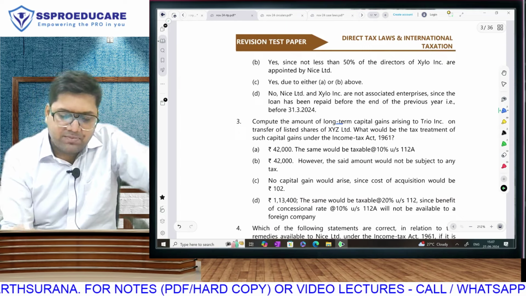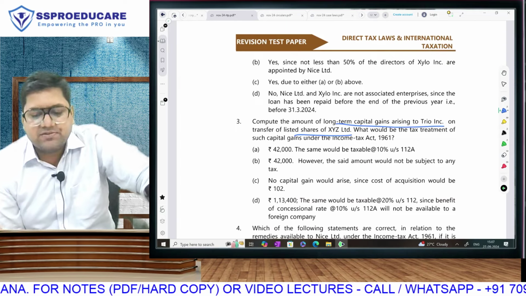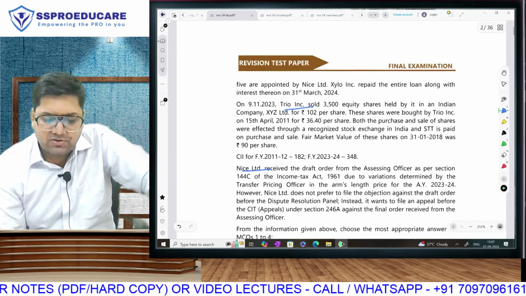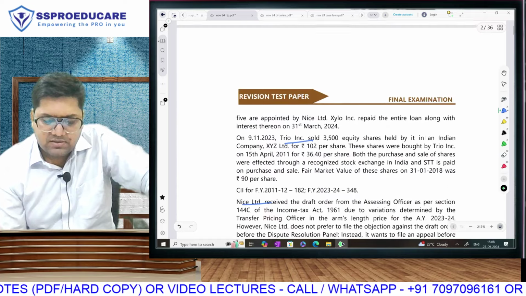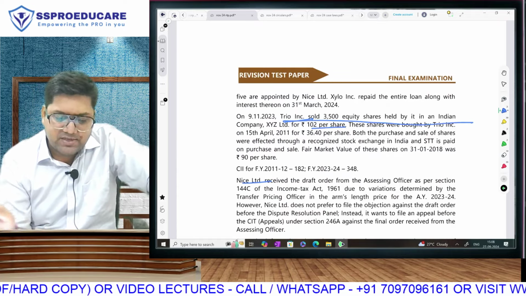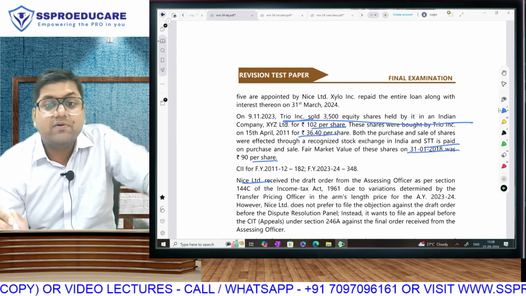Compute the amount of long-term capital gain arising to Trio on transfer of listed shares of XYZ Limited. What would be the tax treatment of such capital gain? So has Trio sold any listed shares? Trio has sold 3,500 equity shares. They have given you selling price, purchase price, fair market value, and STT.